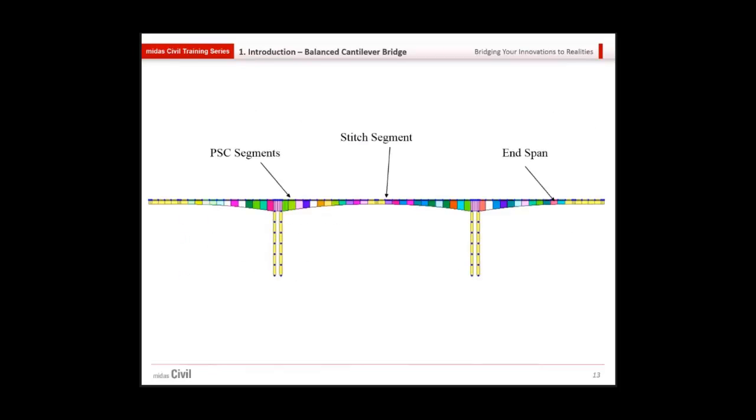So if we see the view, this is one of the views of the balanced cantilever bridge where we have the PSC segments, and it is showing in the middle at the center the stitch segment, finally the key segment, where the segments from the pier are meeting at the center.